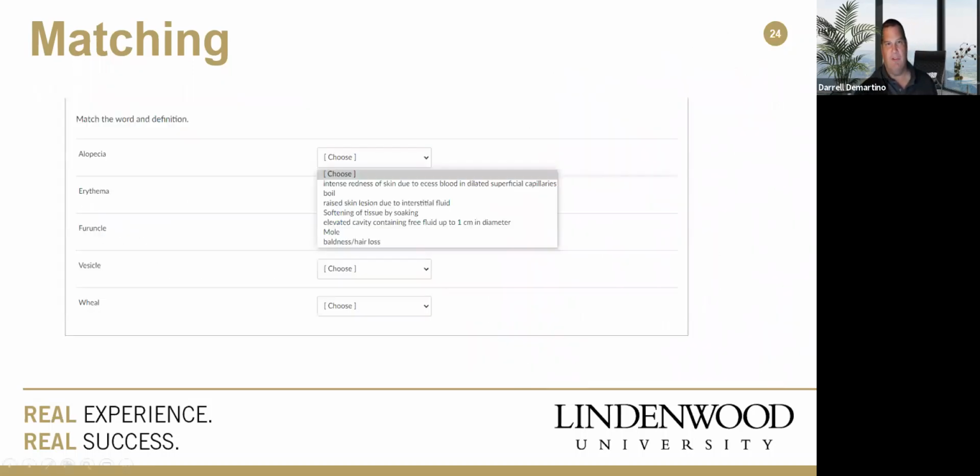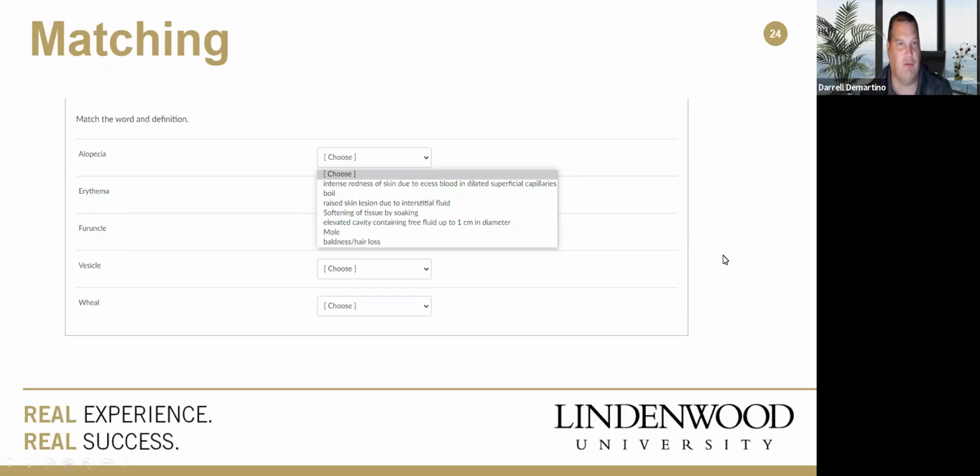All right. Here's a matching item that I have on one of my exams. Match the word and definition. So I had erythema, alopecia, a furuncle, a vesicle, and a wheal. These are terms that they should have learned along the way. So now, do they know what the definitions are? This is something that if somebody did flashcards, they would know what these terms are.